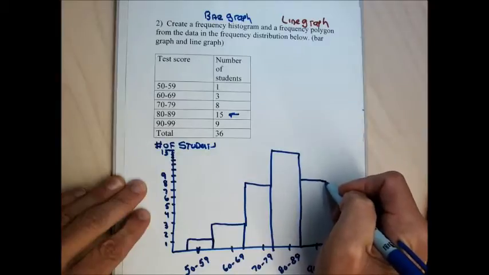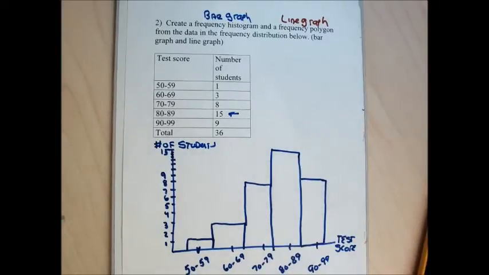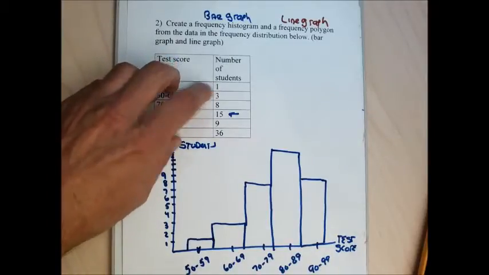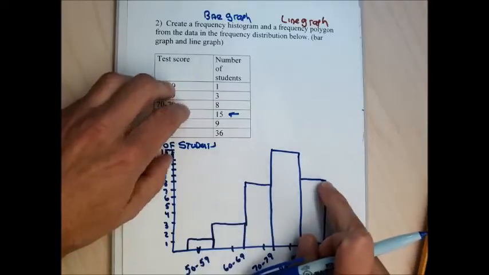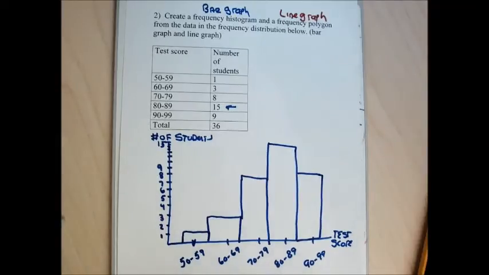I'm not going to take a ruler and check your work that closely, as long as 1 is the shortest bar, 3 is the second shortest, 15's the highest, 9's the second highest. If those were the numbers on your frequency histogram, just as long as they're relatively okay. So that's the frequency histogram part of this.